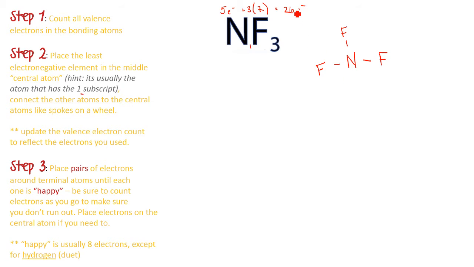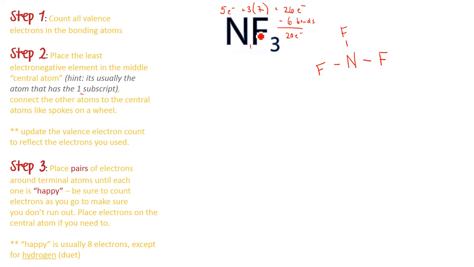So I had 26 electrons, and I just used 6 electrons to make these single bonds, 2, 4, 6. So I take away the 6 for my bonds, so I keep an updated account. I have 20 electrons left to place, right? So now I can place the pairs of electrons around my terminal atoms to make them happy.